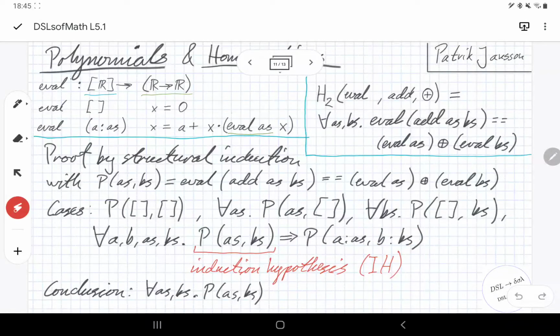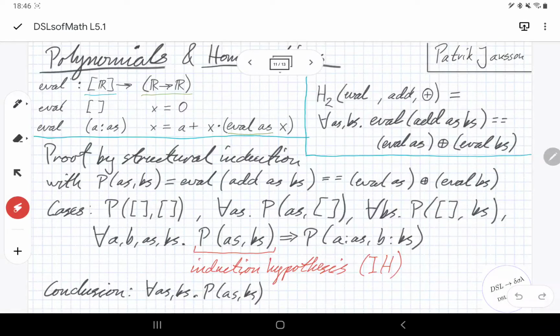And basically that will build up, starting from these base cases, we will build up all pairs of lists. And if we can prove these 4 cases, then we can get the conclusion here that for all AS and BS, we got the property P, which is what we're seeking.